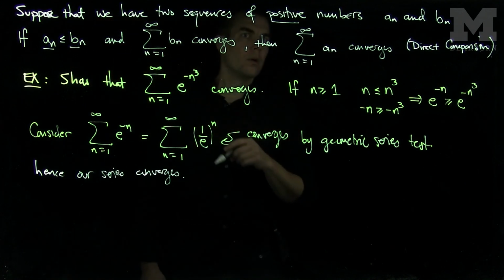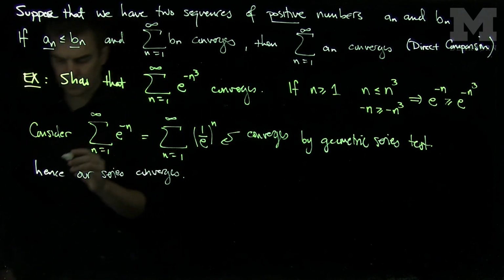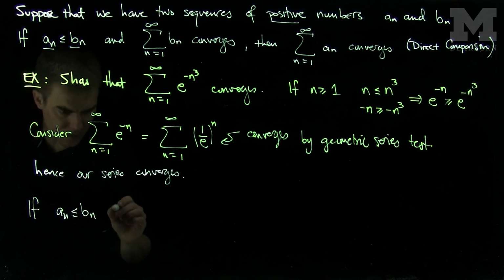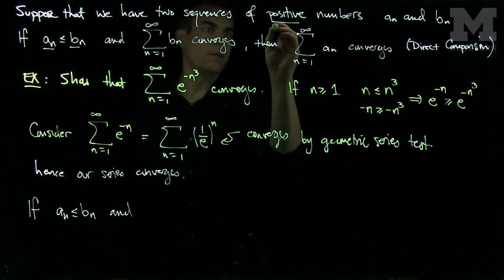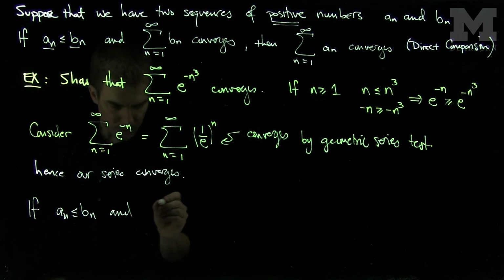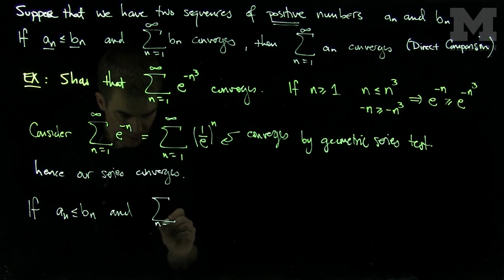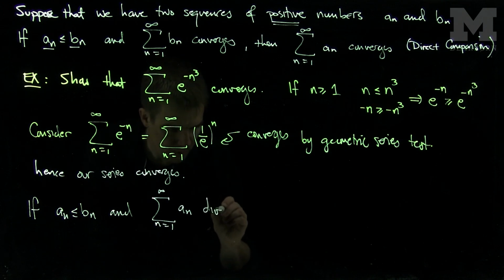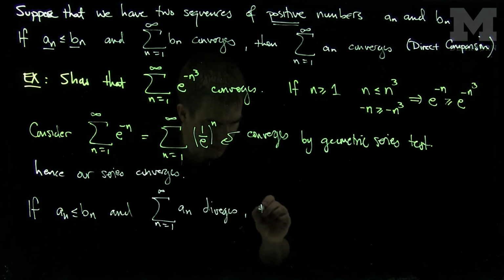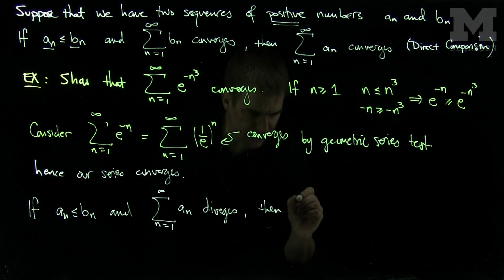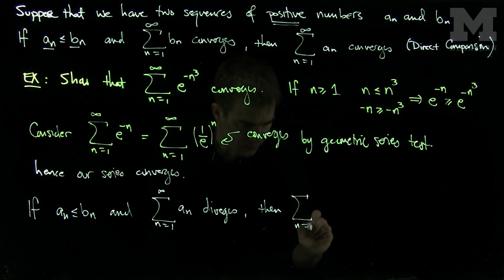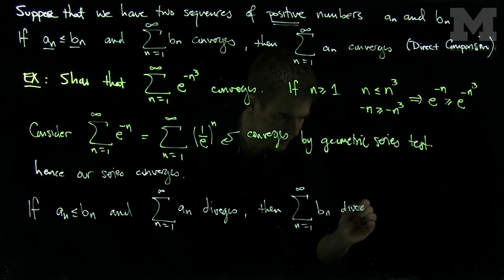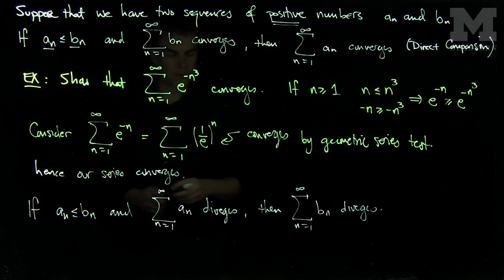The second part of the direct comparison theorem is the following. If An is less than or equal to Bn, and again, remembering that for the direct comparison we need positive terms, and the sum, n goes from 1 to infinity, of An diverges, then the sum, n goes from 1 to infinity, of Bn diverges. And so these are easy to see.